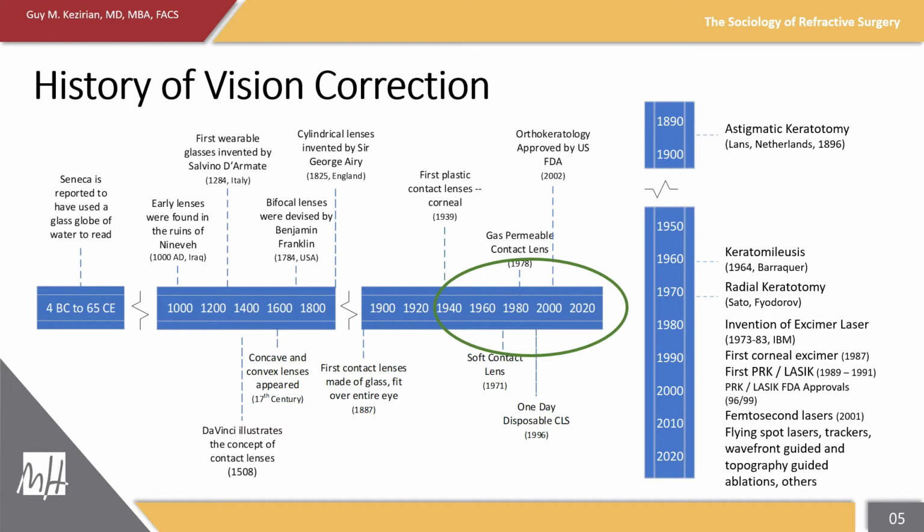The excimer lasers, of course, came out of the silicon computer chip industry at IBM, and Steve Trokel and others brought that to ophthalmology in the early 80s. The first corneal excimer laser procedure was done in 1987. PRK and LASIK were developed in the late 80s and early 90s. The LASIK approvals by the FDA were done in the late 90s, 1999.